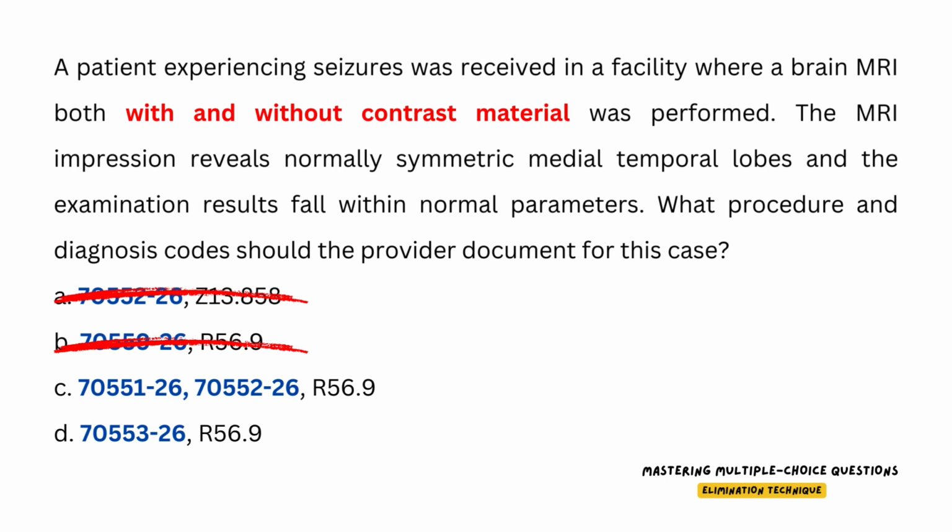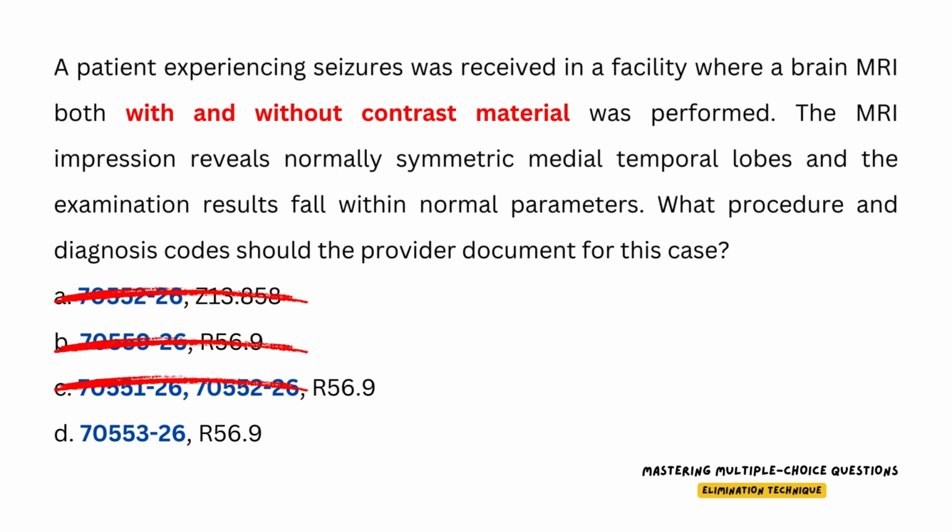The fact of the matter, though, is that there is an available code that combines these two steps into one code. This is code 70553, which reports MRI of the brain without contrast material, followed by contrast material and further sequences. This combination code is to be reported over that of the two-code representation, which is letter answer C. Thus, this option is eliminated.